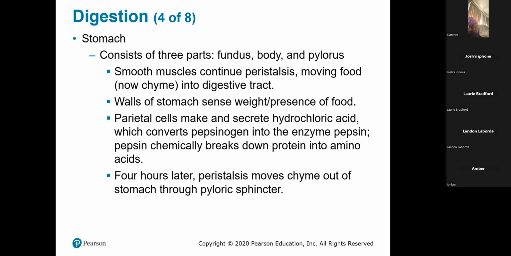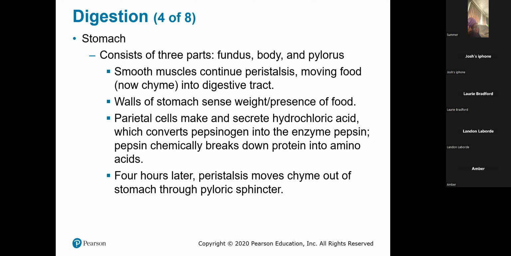Next, we have the stomach, which consists of 3 parts, the fundus, the body, and the pylorus. Smooth muscles continue peristalsis. That's the movement of things through the digestive system. So it will move that food, and now that it is partially chewed and has been affected by the predigestive enzymes of our saliva, etc., that is now referred to as chyme. And so that chyme gets moved into the digestive tract.